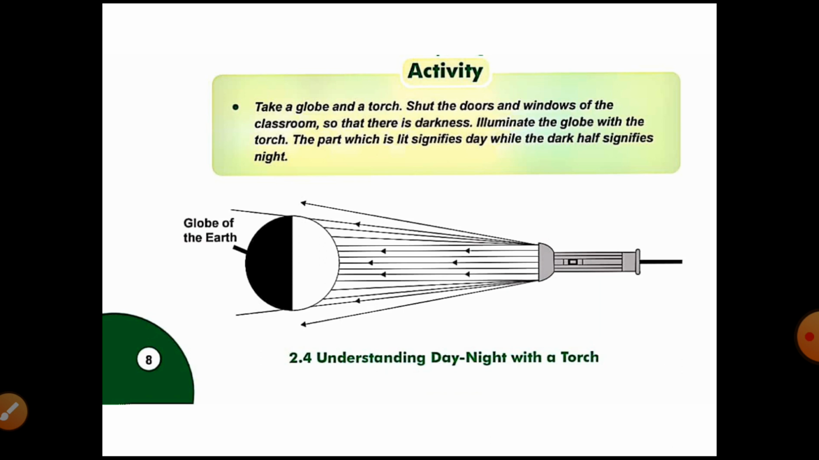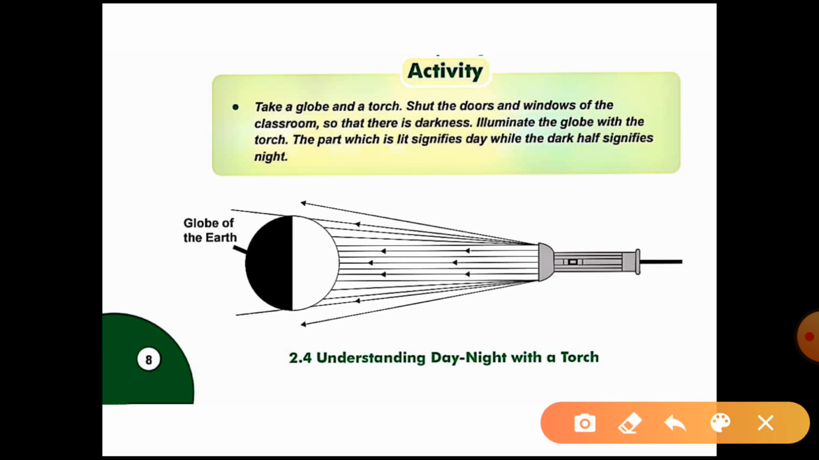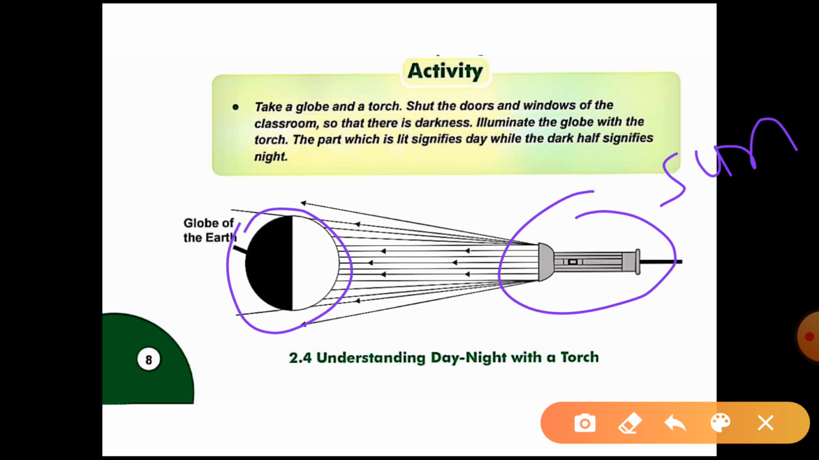Then illuminate the globe with the torch. As given in this picture, you have to just illuminate the globe with the torch. The part which is lit signifies day, while the dark half signifies night. For this, one is the sun, and this one is the earth.